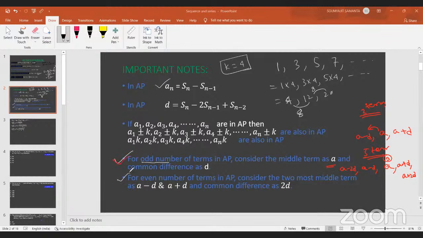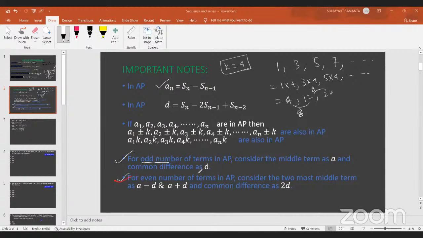If there are 7 terms, we can do it the same way. Why are we taking this? Because if we are summing up these terms, all the D will get cancelled, and we will get the sum in terms of A. So these are the important notes you need to remember for choosing an odd number of terms in an AP and an even number of terms in an AP.